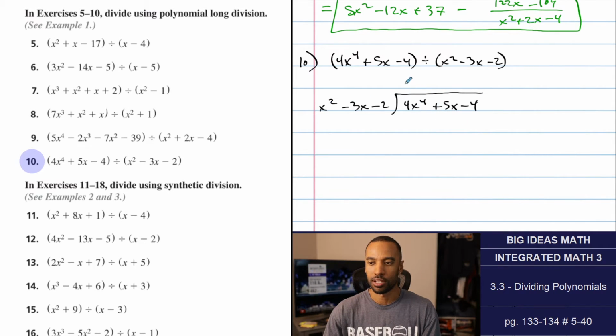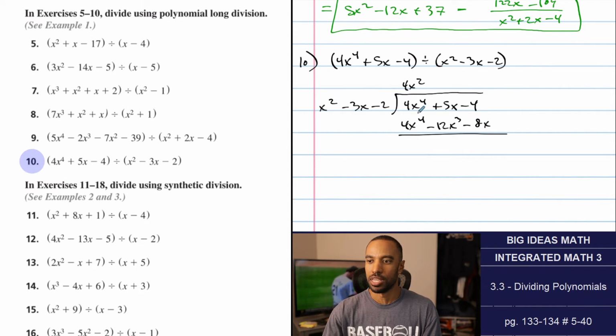X squared goes into 4x to the 4th, 4x squared times. Now we multiply these. X squared times 4x squared. Negative 3 times 4x squared. Negative 2 times 4x squared. Now we subtract. Now, these cancel.